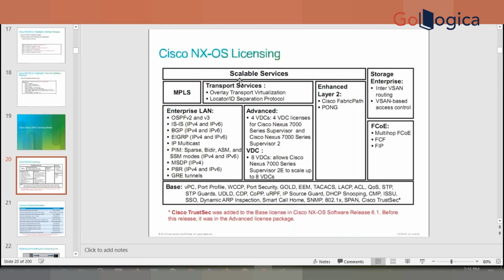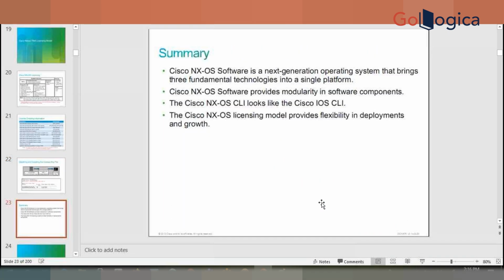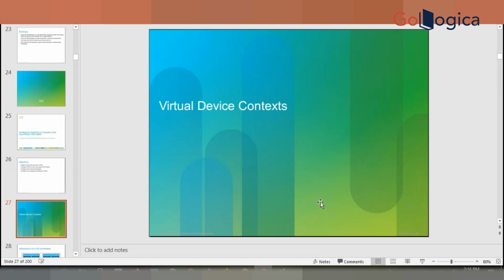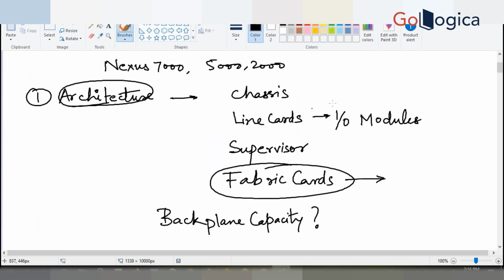In the licensing model, what kind of licensing do we need for the layer 2 features, for the layer 3 features, for the storage features, right? So these are the licensing part. So how to do all that. So these are the presentations.